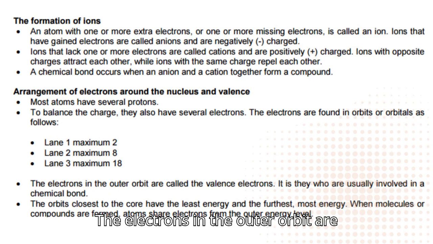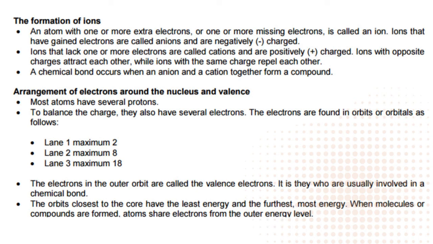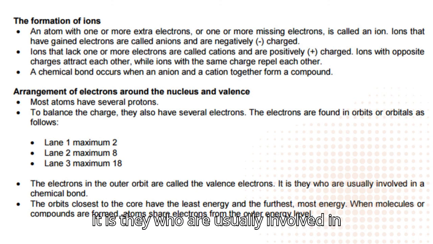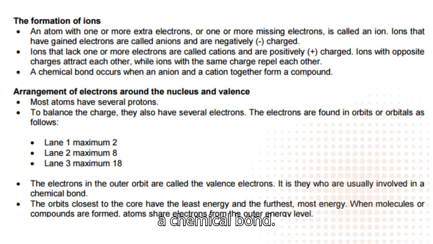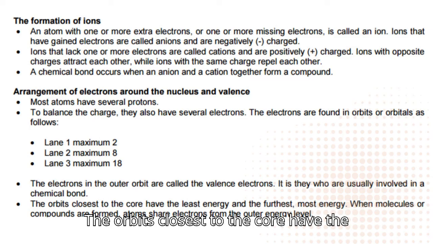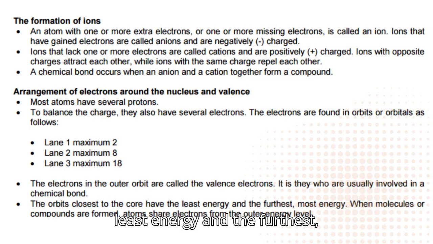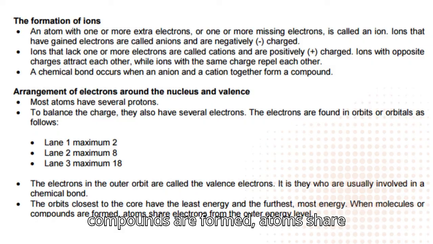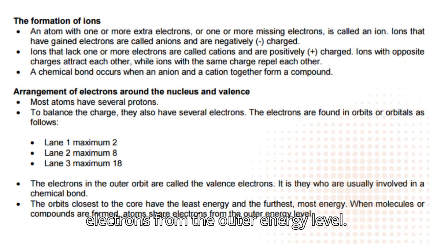The electrons in the outer orbit are called the valence electrons. It is they who are usually involved in a chemical bond. The orbits closest to the core have the least energy and the furthest, most energy. When molecules or compounds are formed, atoms share electrons from the outer energy level.